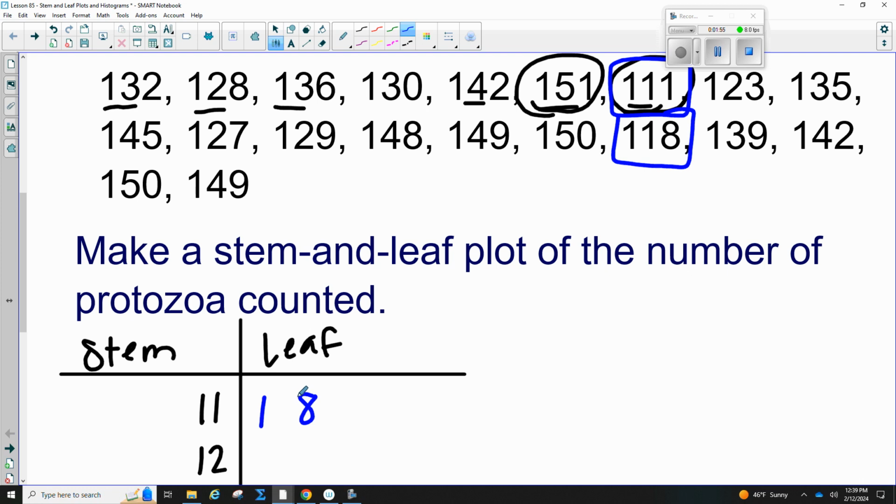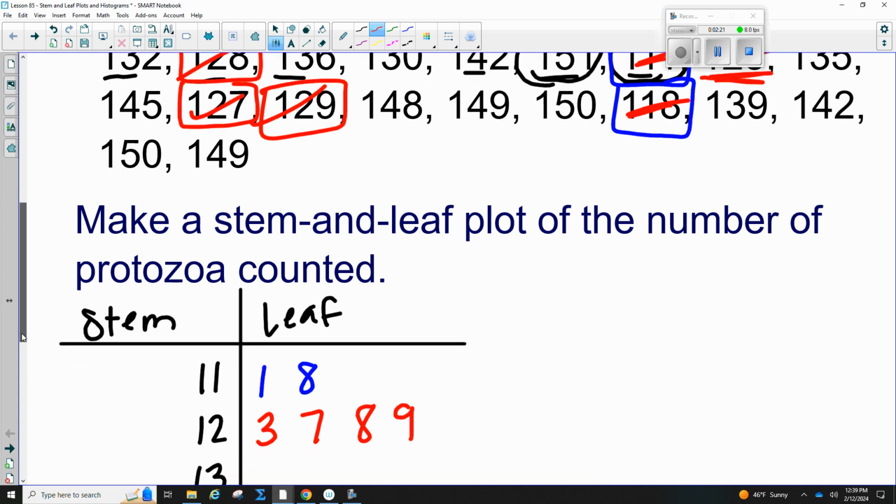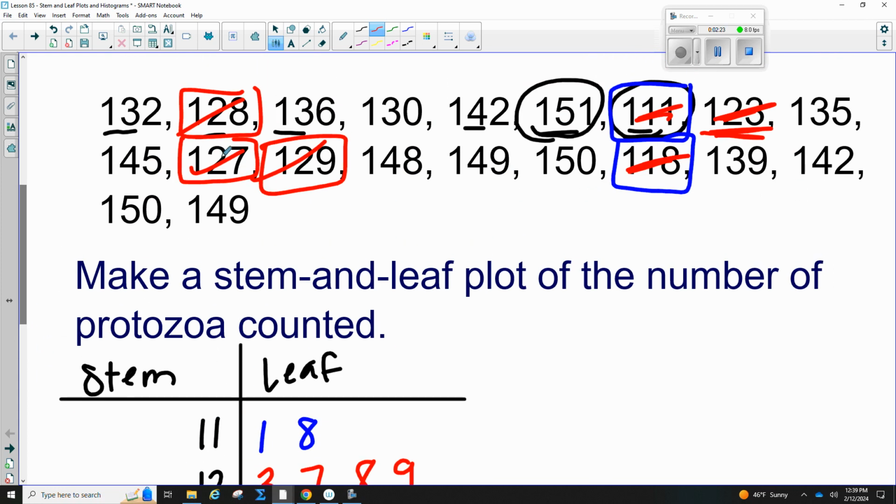Okay, now we do all the 12s. Let's cross off these 2 because we already did them. So I've got a 12 here, a 12 here, a 12 here, a 12 here. What's my lowest one? 3. Okay, what's the next one going to be? 7, 8, 9. All right, if only I could see this all at the same time, that would really help.